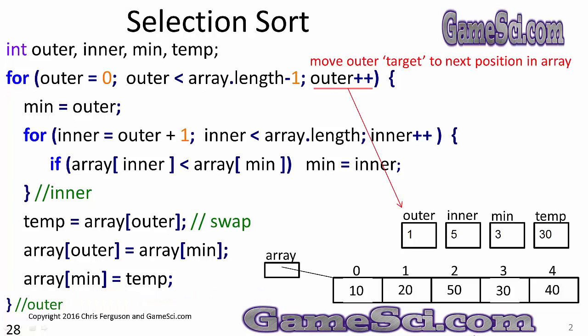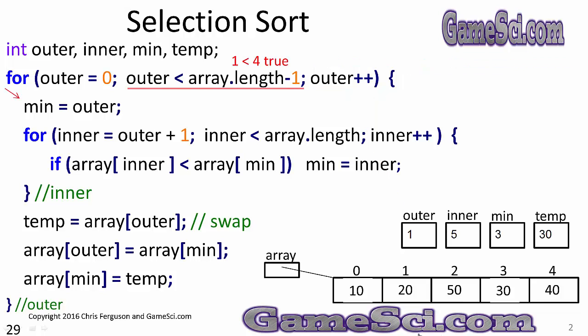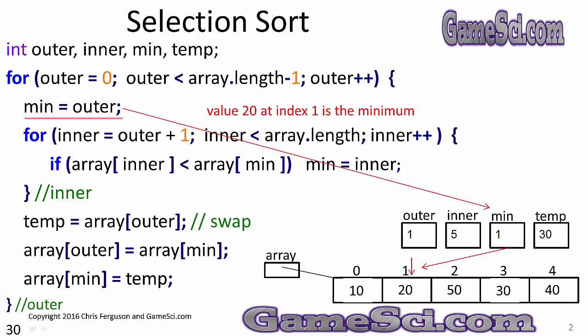Watch what happens now. Outer plus plus will move the outer target to the next position in the array. Notice that outer's gone to 1. We're moving to here and saying move the minimum value we can find to position 1. 1 less than 4 is clearly a true statement. So as a true statement, we will go inside the loop. Inside the loop, we'll set min equal to outer. The value 20 at index 1 becomes our new minimum value.